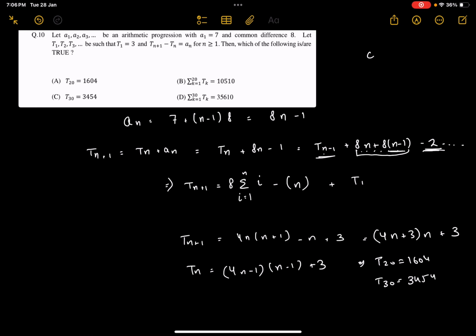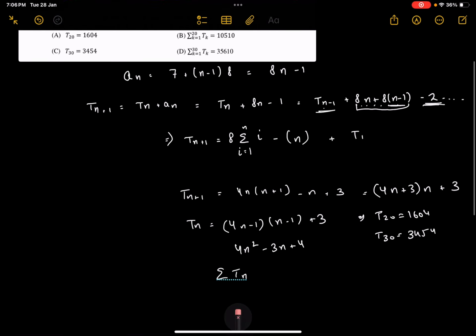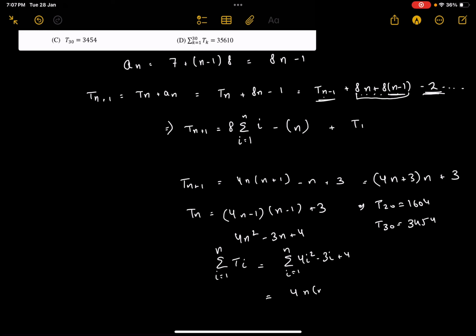Now we also need the summation of the series. So this is 4n square minus 3n plus 4, which gives us the sum of ti for i equals 1 to n, which becomes 4 times n n plus 1 2n plus 1 (over 6), minus 3n n plus 1 (over 2), plus 4n.